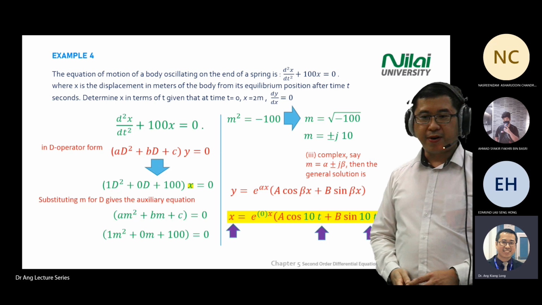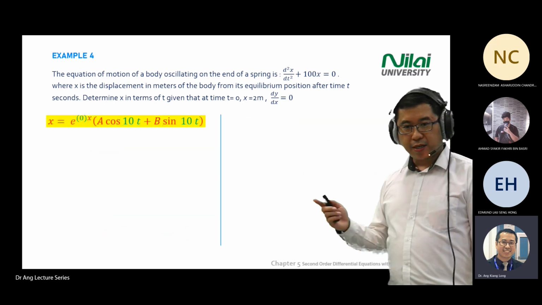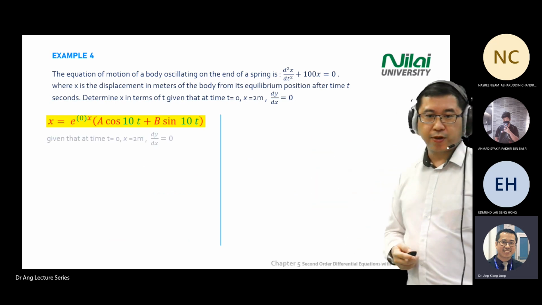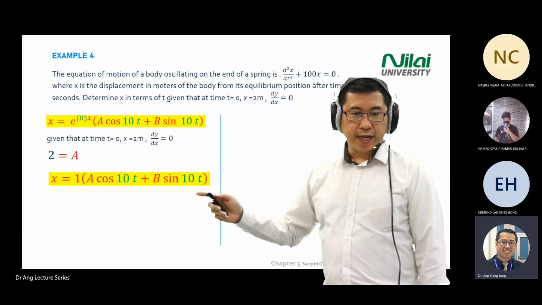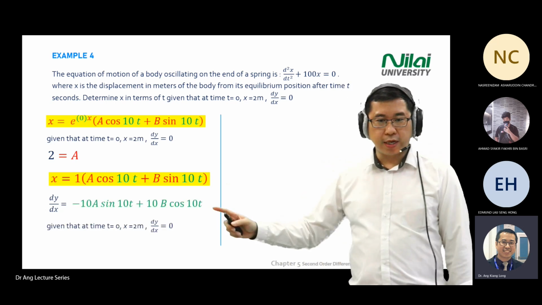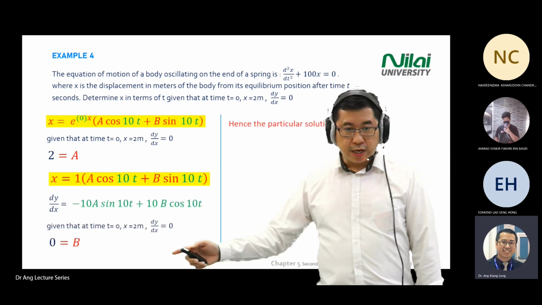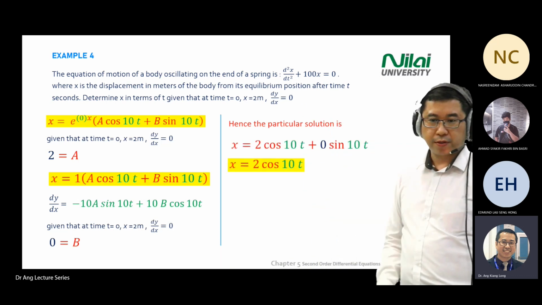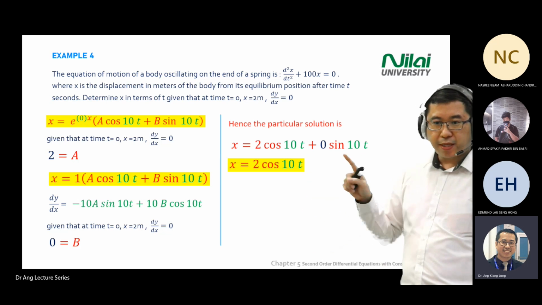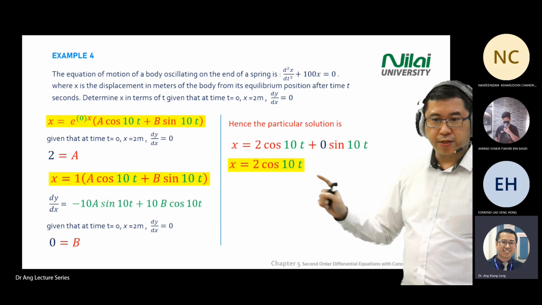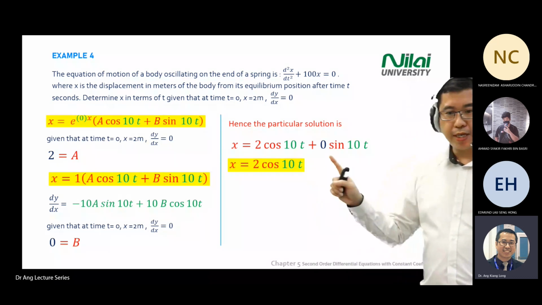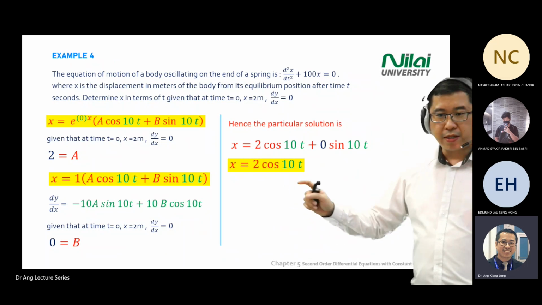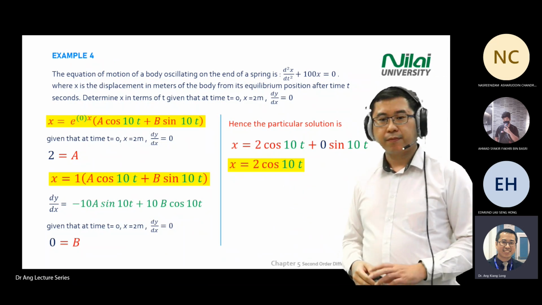Now, once you have this, the next step is to use the information given at the last part of the question. Substitute back to get your a and b. You get your a equal to 2. You use the dy/dx to get your b, and substitute back. This is the final answer of this question. You can give me this answer or straight away give me this answer, also can, because you know that your b is 0 for this scenario, so this whole thing is 0. You arrive at this one.